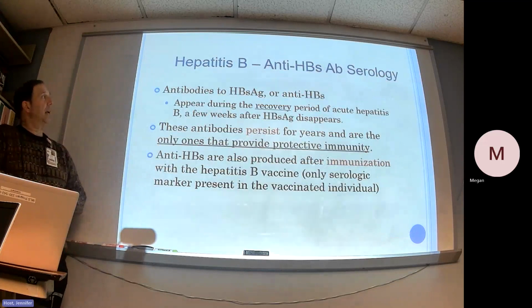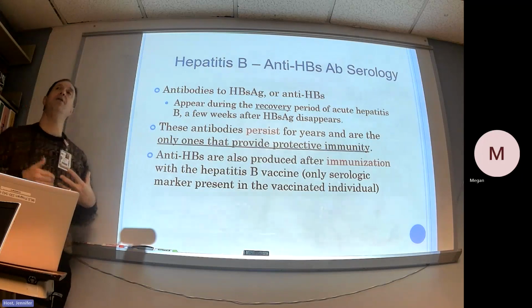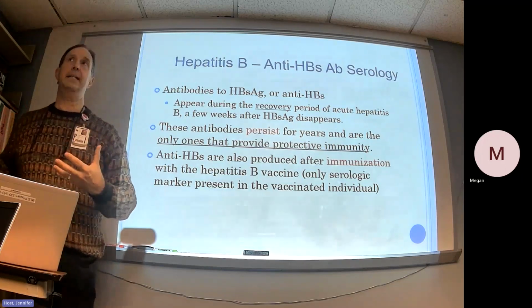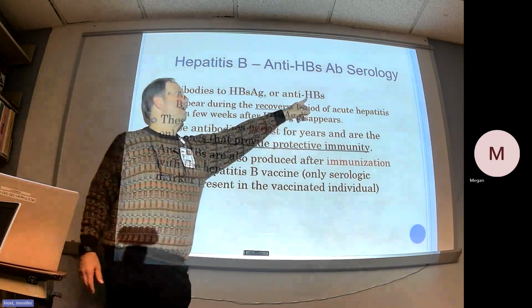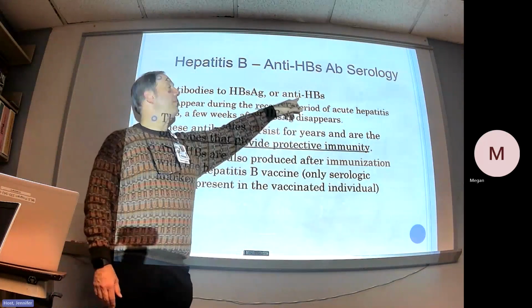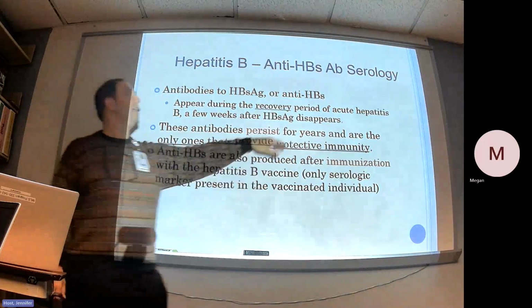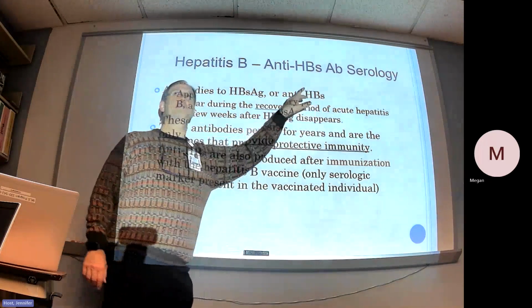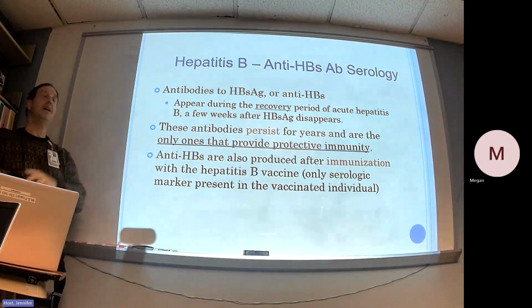And we can also make antibodies to surface antigen, or what are called anti-HBs antibodies. Those persist for years. So if you have made it through hepatitis, the only thing you may have is anti-hepatitis B surface. You may also have anti-hepatitis core, but you'll definitely have this. If you've been immunized, the only thing you have is antibody to hepatitis B surface antigen, because you have been given antigen to make the antibody.